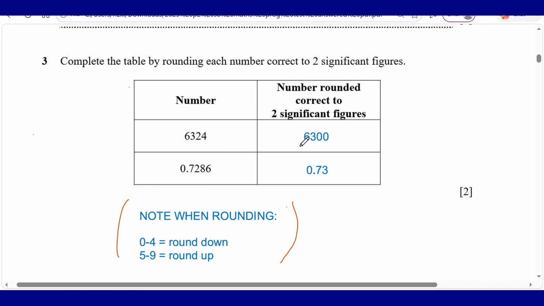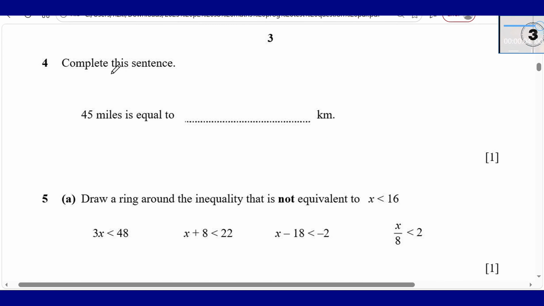Okay, so for 2 SF, the first non-zero digits are 63. Now 24 is less than 50, so we round off to 6,300. Alright, 0.7286 is 4 SF: 1, 2, 3, 4. To get 2 SF, we cut here because the rest is not counted. Because 8 is more than 5, we add 1 to 2, so 2 plus 1 becomes 3, so it becomes 0.73. Okay, that's the explanation.